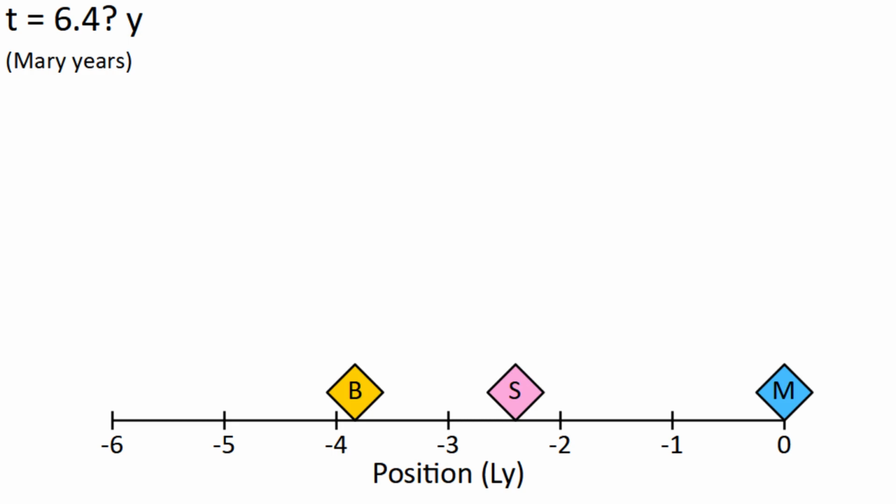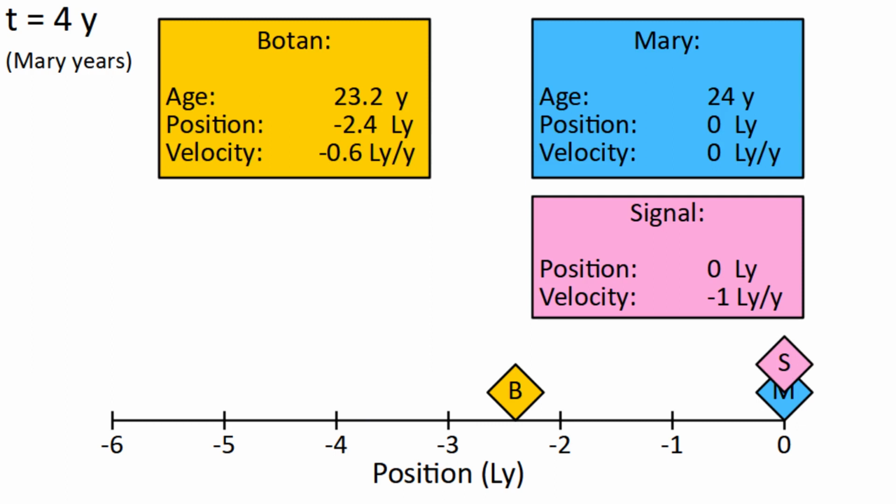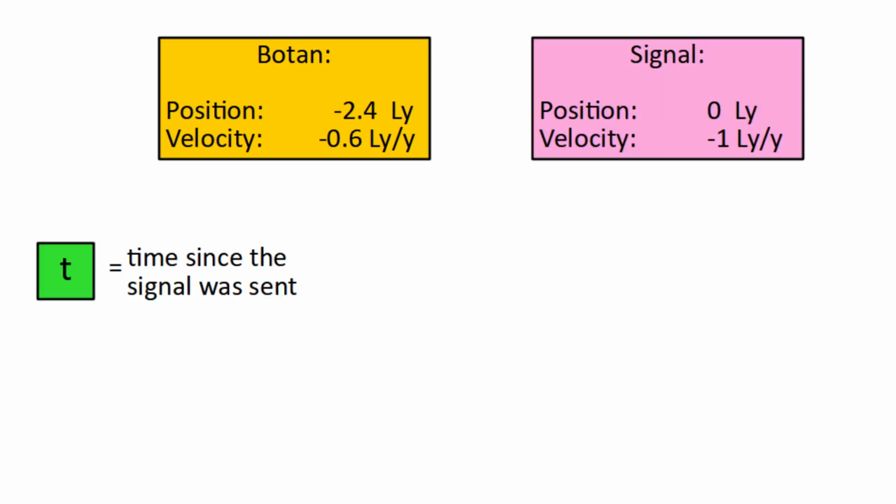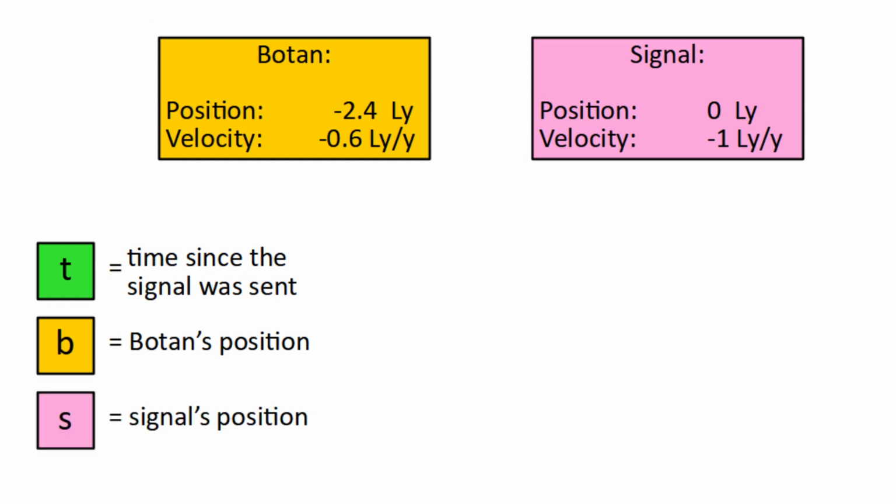The way we figure it out is by making equations for their positions and finding when they're equal. So we have three variables to worry about. T is time since the signal was sent, B is Botan's position, and S is the signal's position. Since Botan starts at negative 2.4 and travels at velocity negative 0.6, her equation is B equals negative 0.6t minus 2.4. The signal starts at position 0 and has velocity negative 1, so its equation is just S equals negative t.